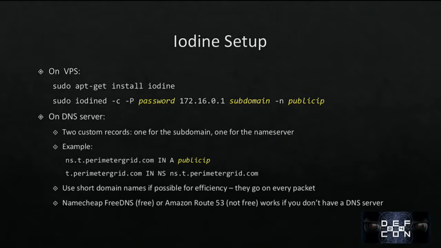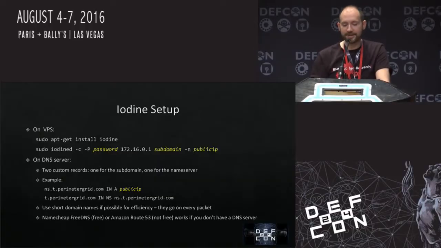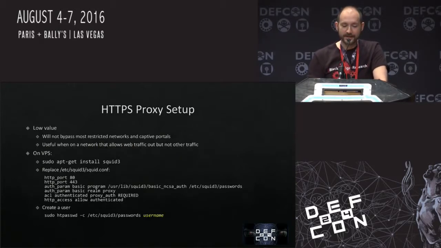On your DNS server, you need to create a custom record for the subdomain and for the name server. So like mine is t.perimetergrid.com, so I create a DNS record for ns, the name server, .t.perimetergrid.com, and then I create a name server record pointing back there. So now DNS queries on the internet to t.perimetergrid.com will go to my Iodine install. And if you don't have a DNS server, Namecheap Free DNS is free. Amazon Route 53 isn't free, but is also configurable, so you can use those.